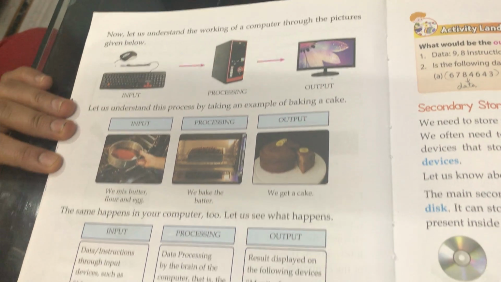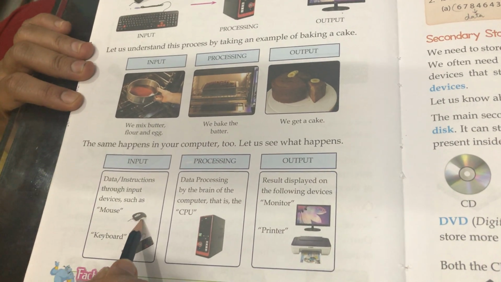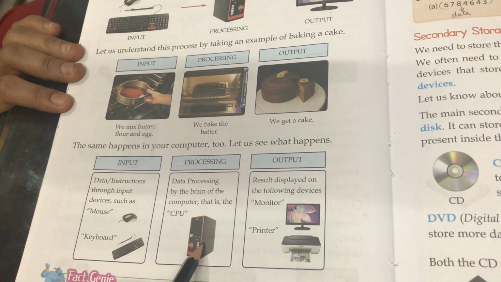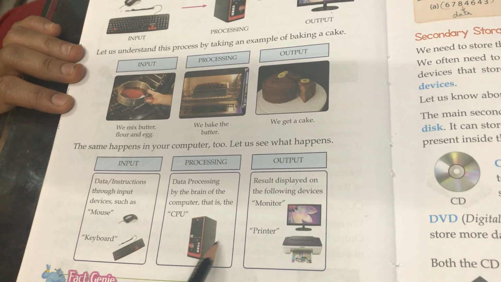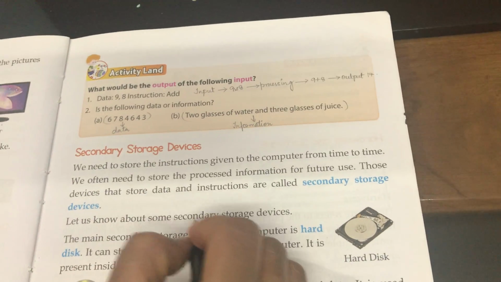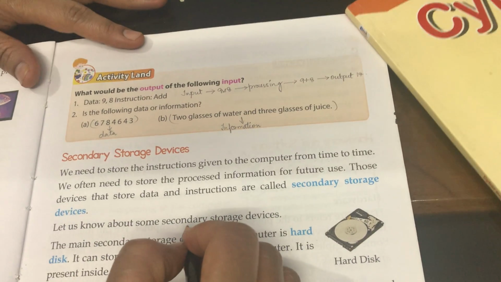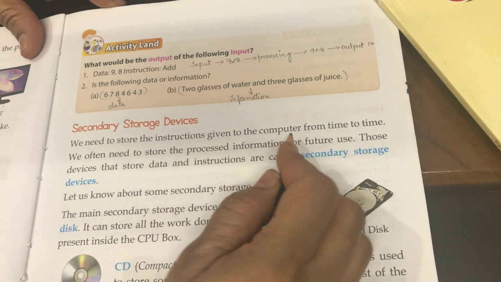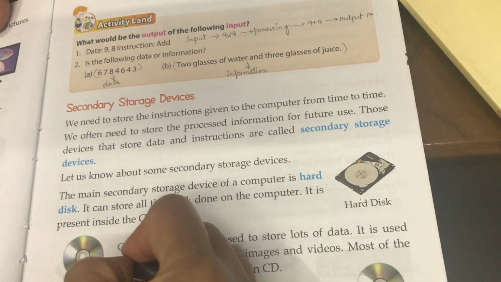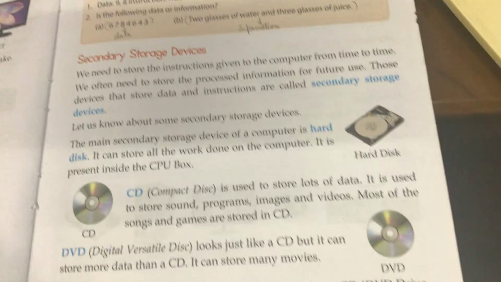In the same way, we have a keyboard and mouse, which give instructions and data. The processing is done by the brain of the computer, that is the CPU, which processes it and gives the result through the monitor and printer. So what are the secondary devices we have? Secondary devices are used to store data given to the computer from time to time. We have hard disk, CD, DVD and pen drive.